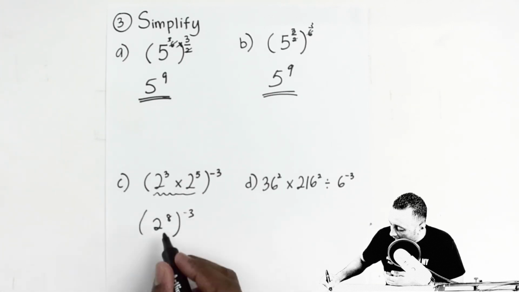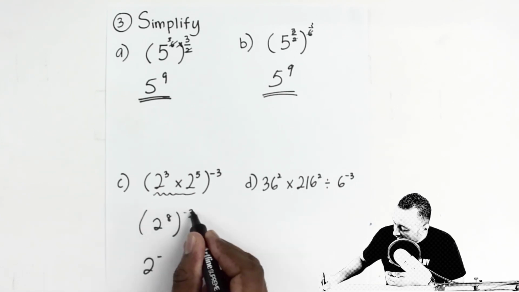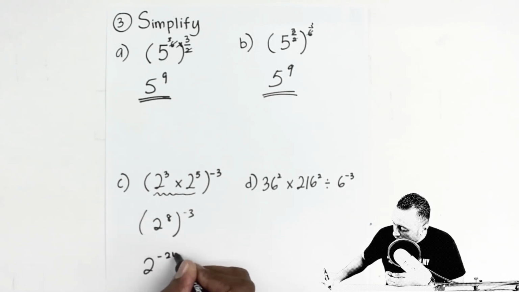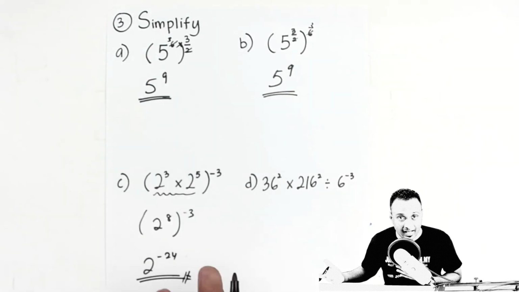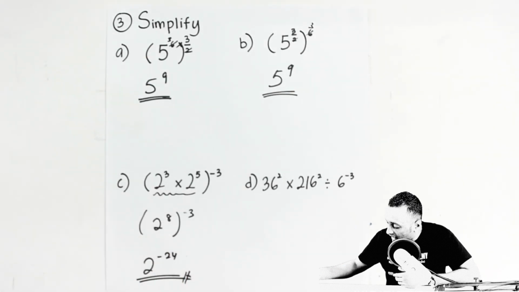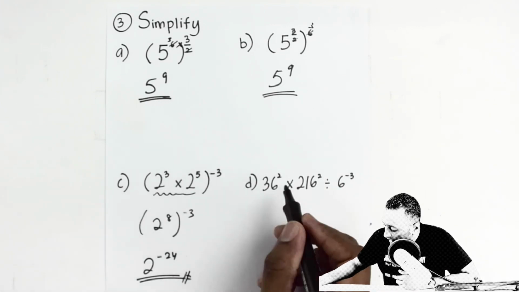So this is multiply. So 2 power negative 3 times 8 is negative 24. That will be your answer for this. This is just simplify, so no need to find the final answer. Okay, have a look at question D now. So come back to the same thing again.